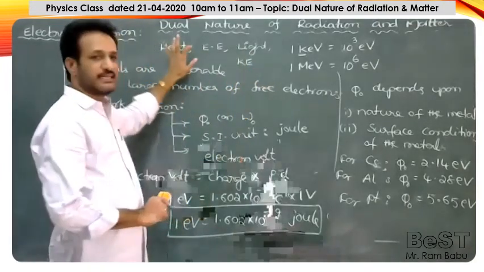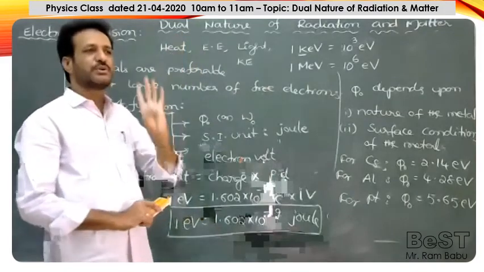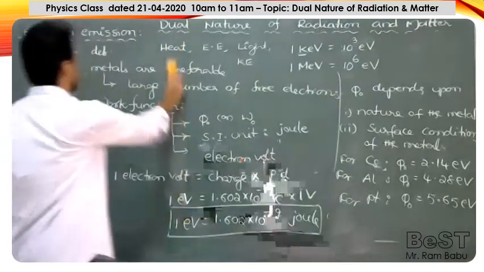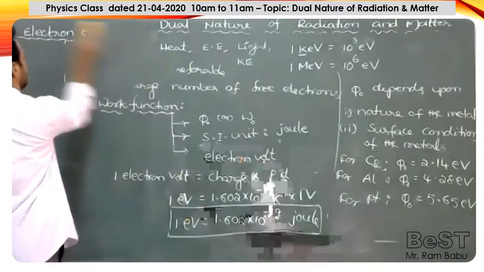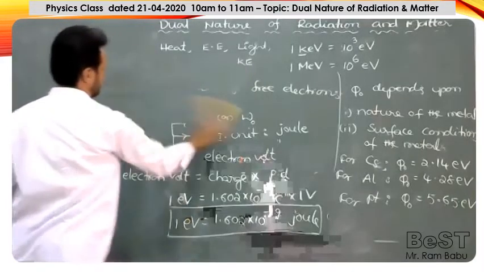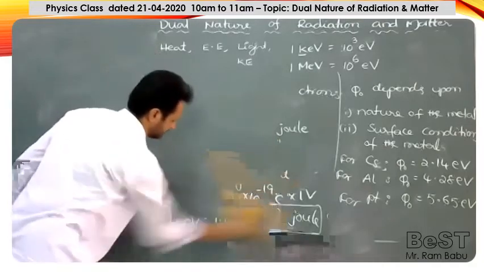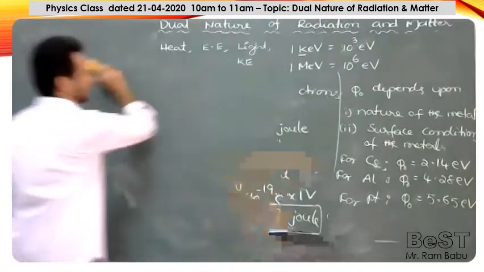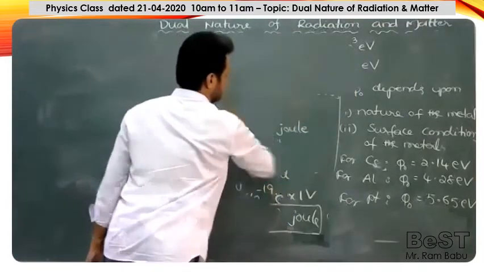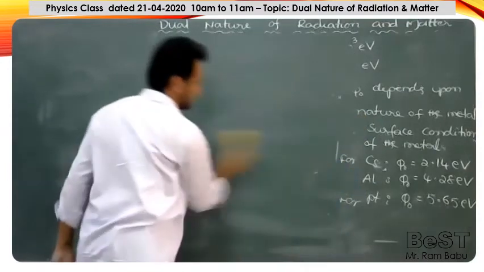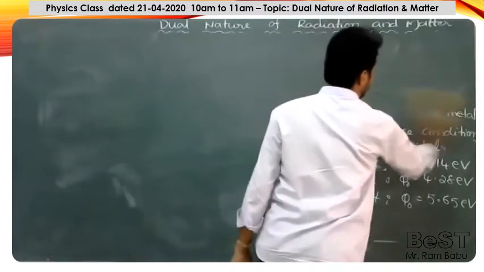And based on the energy supplied, we have 4 types of electron emission. So let us see what the types of electron emission are. So put it as the types of electron emission.